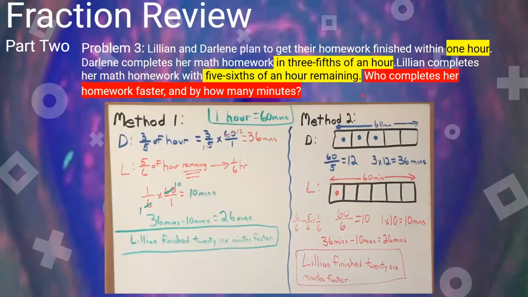Okay, we're back. What's our question? Well, who completes her homework faster and by how many minutes? That's what they're asking us. That question mark a lot of times is our hint. And what do we know? Well, they plan to get their homework finished within 1 hour. That's going to be a key component. And Darlene completes her math homework in 3/5 of an hour. Lillian completed her math homework, she still had 5/6 of an hour remaining.